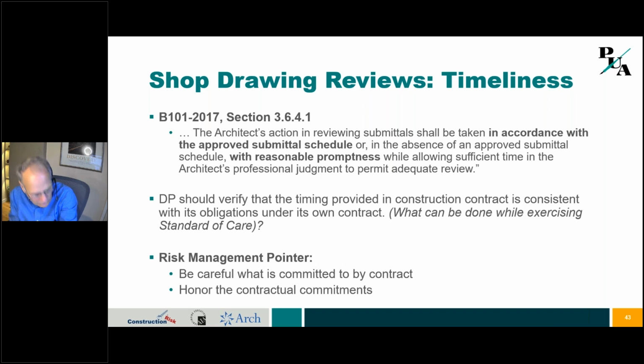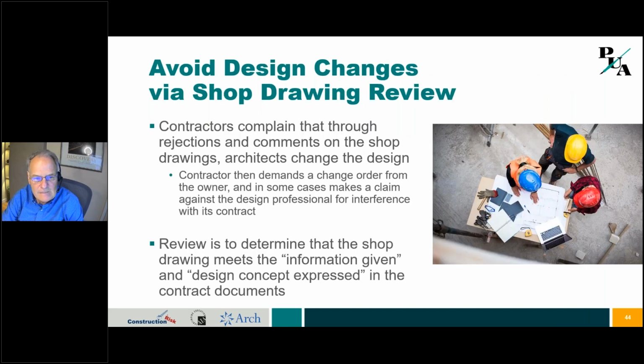Maybe what you do is you say, look, we will respond within 4 days to tell them whether we can give them an actual answer, but we'll at least respond saying, we got your shop drawing request, standard of care requires we're going to take longer, and that would be fine. So be careful what you commit to in the contract, and if you commit to it in the contract, then you better honor it, or you're going to see claims. Okay, next slide.